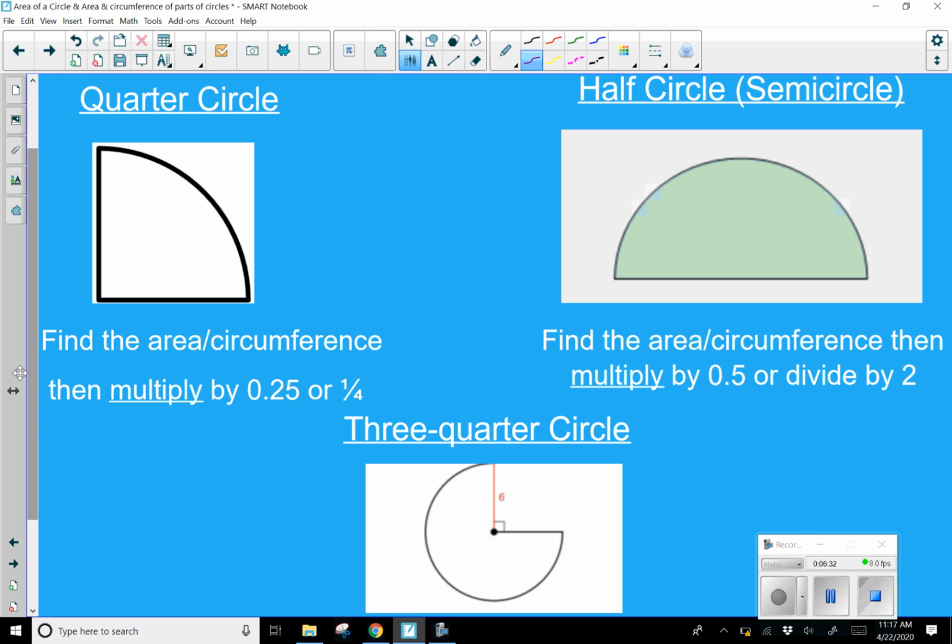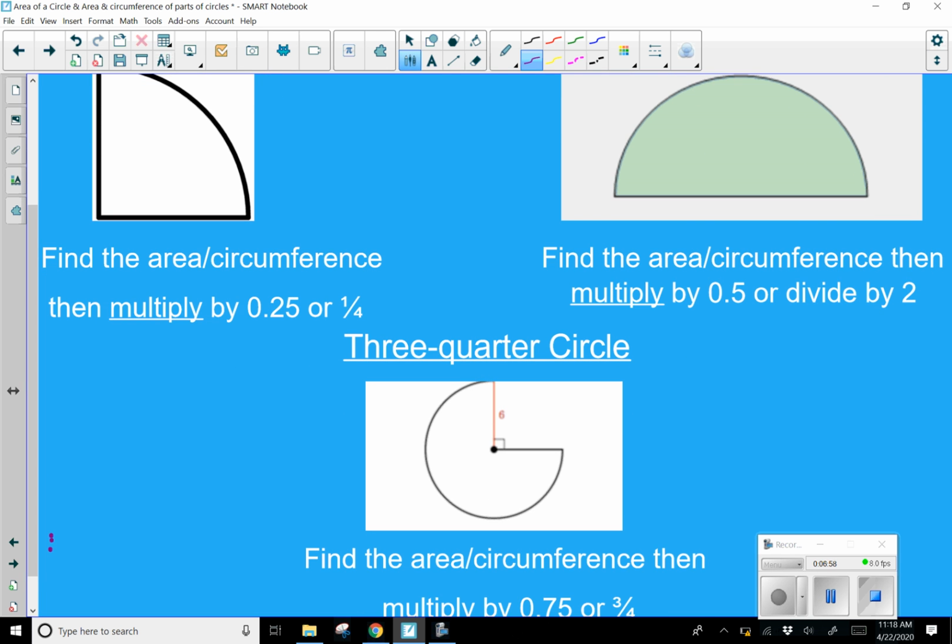If you have a half circle or semicircle like we do right here, you're going to solve the problem the same way. You're going to find your area or your circumference, depending on the problem. And then at the end, you're just going to multiply by 0.5, or another thing you could do would be to divide by 2, because we know that to cut something in half, you would simply divide through by 2.